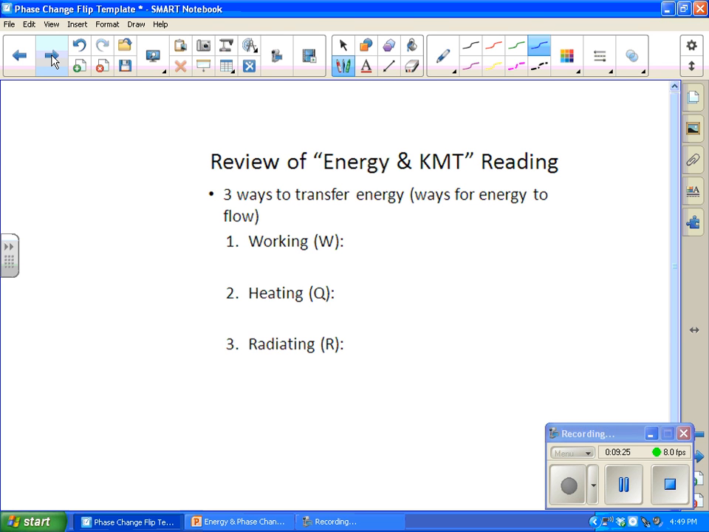There are 3 ways that we're going to consider for transferring energy. And this is the way energy flows. And we like to put the -ing endings on these terms to give you the sense that something is happening here. So the first one is work. And work is macroscopic forces, such as big things, macroscopic objects.